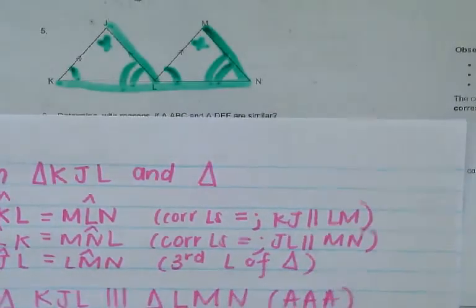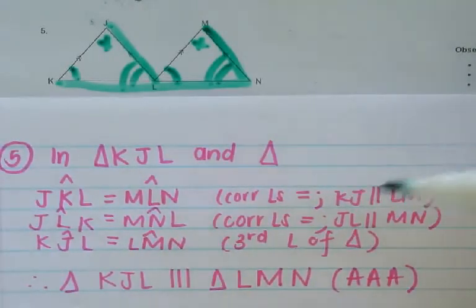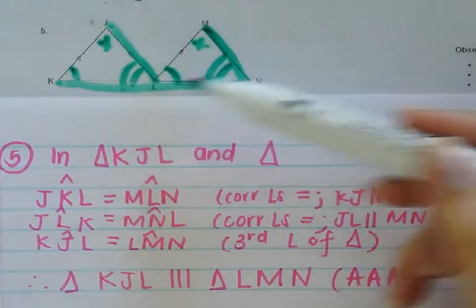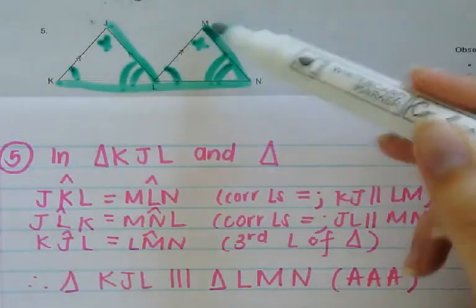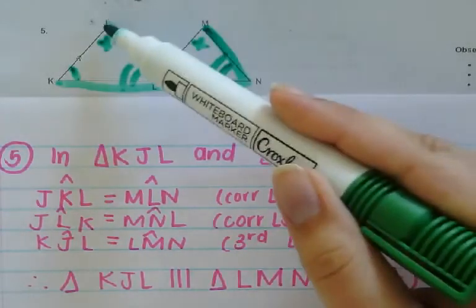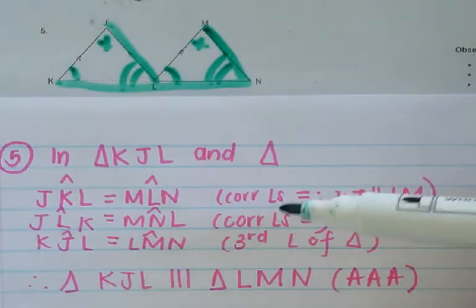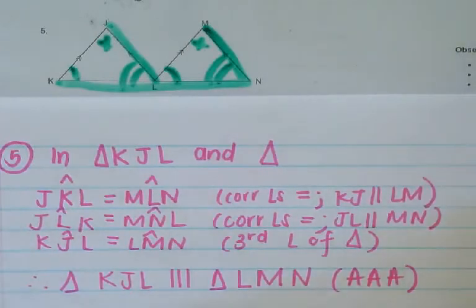What I did first was I didn't know how to call my second triangle, so I haven't actually named it there yet. I wrote what I could see. JKL is equal to MLN. Corresponding angles are equal, KJ parallel to LM. Then I could see JLK is equal to MNL. Also corresponding angles are equal, but now I've used JL and MN. And the last one, I can just say that KJL and LMN are equal because of the third angle of my triangle. And then I could match.